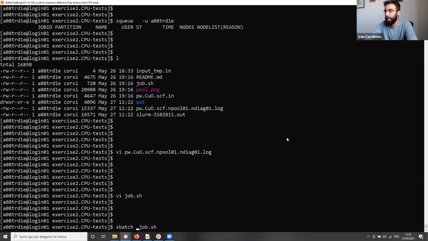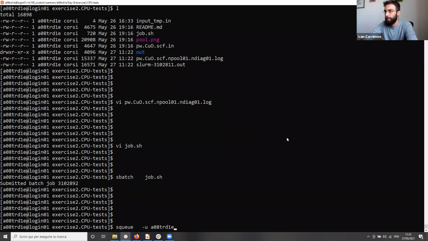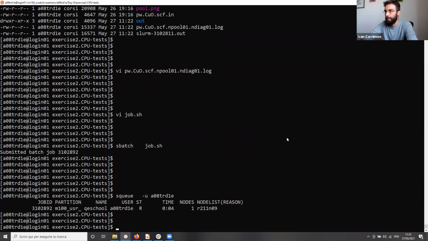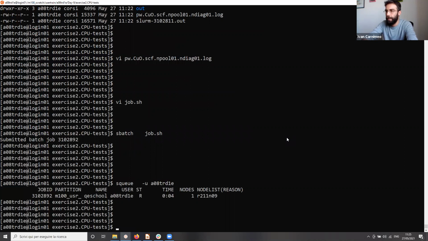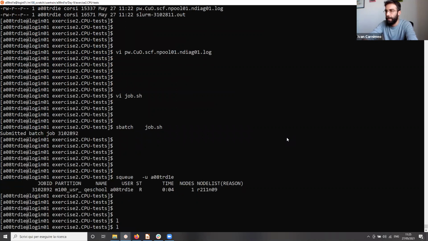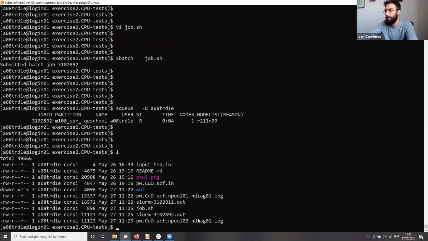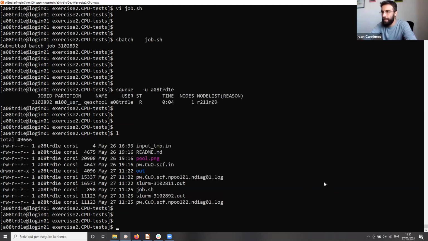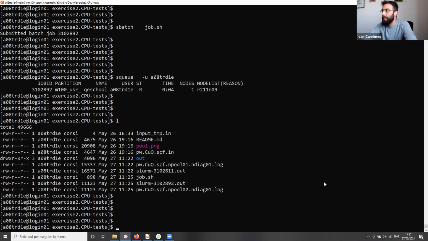So I can see my new job that is running here. And if I log in the directory, I see the new output here. The first calculation was the longest one, so the next calculations, of course, will take a shorter time. I think yes, it will. We still have to wait a little bit because we are running 3 calculations now.